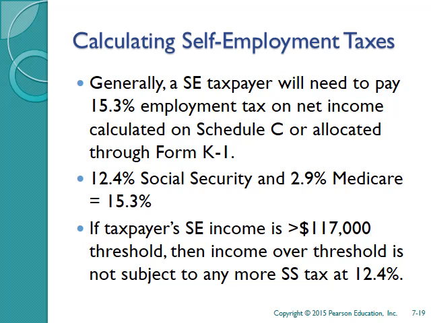for AGI. This slide is pretty self-explanatory, just showing the calculations for self-employment taxes. There's a 15.3% employment tax on net income, calculated on Schedule C or through Form K-1: 12.4% Social Security, subject to that upper threshold you see in the bottom bullet, and 2.9% Medicare.